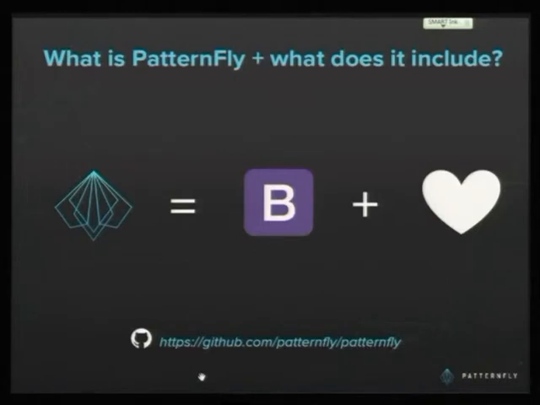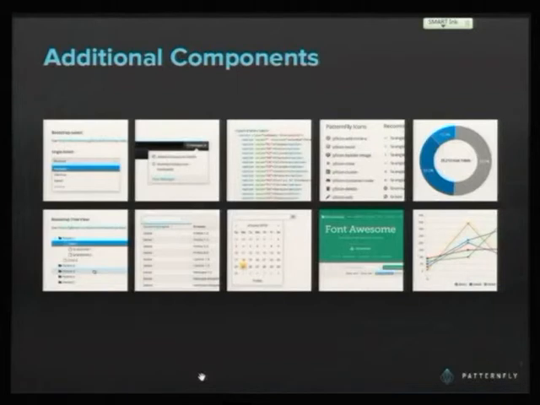The extra love is supposed to be UX involvement and usability testing, as well as some additional components. We've got a number of Bootstrap extras that have been added, as well as some jQuery components. We also included Font Awesome, and lately we've included C3 and D3 charts. I think we did that in the fall of 2015. Those all have PatternFly styling built on top of them.